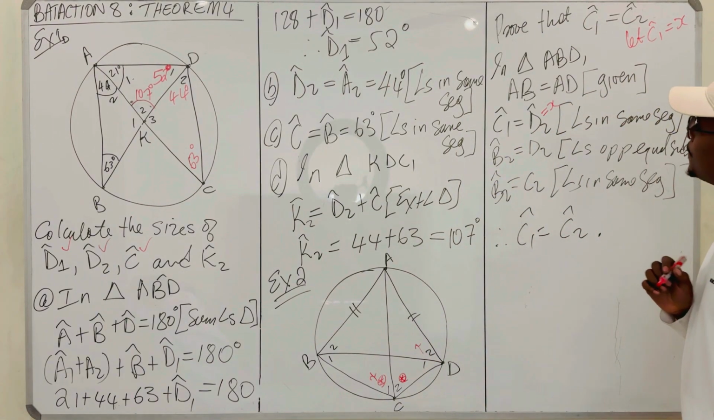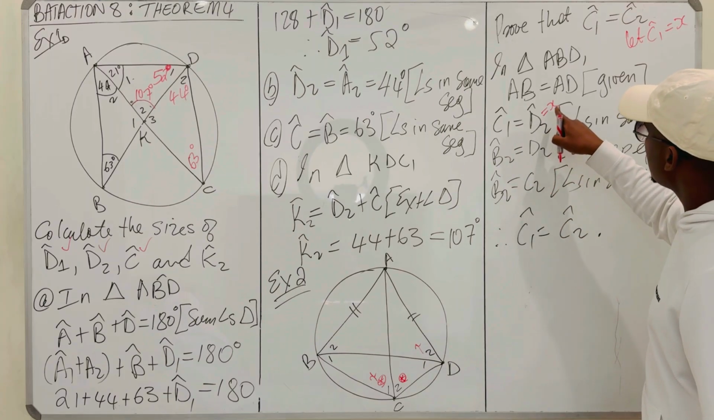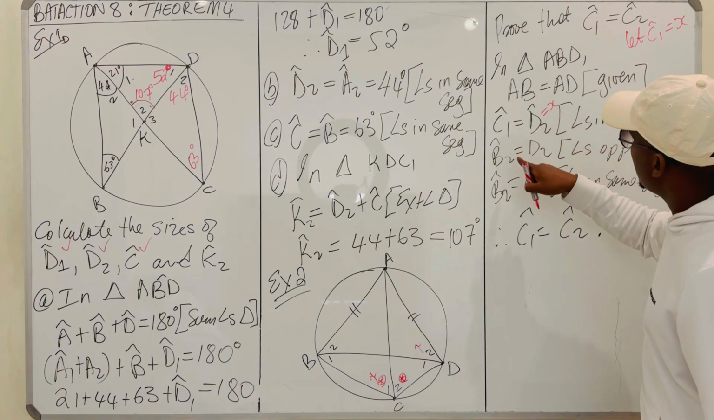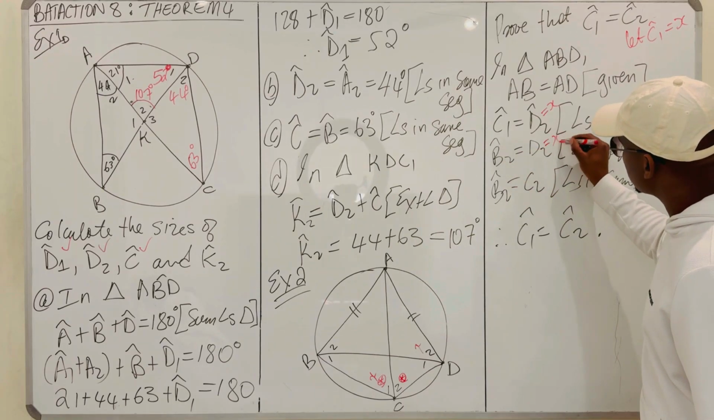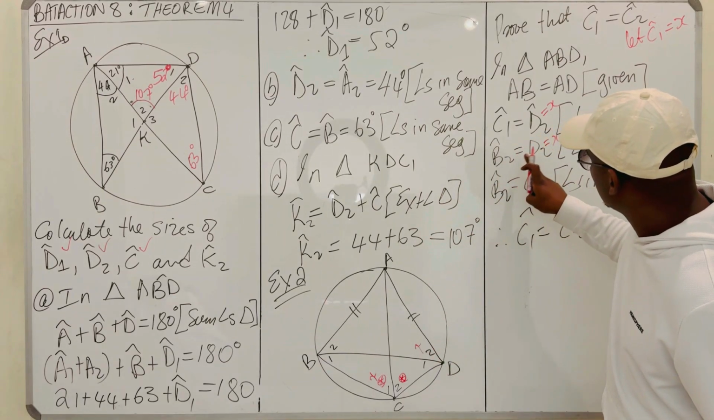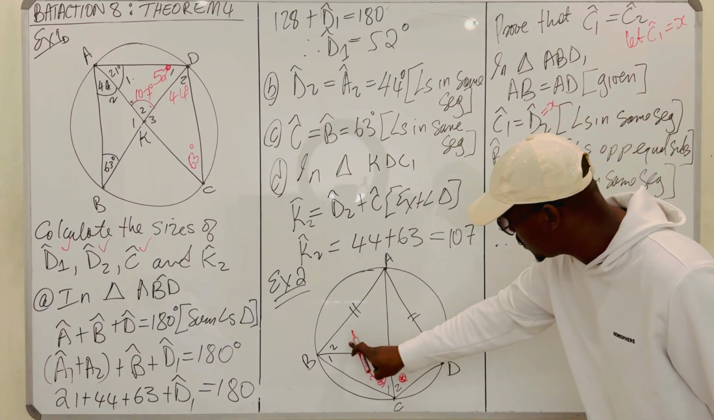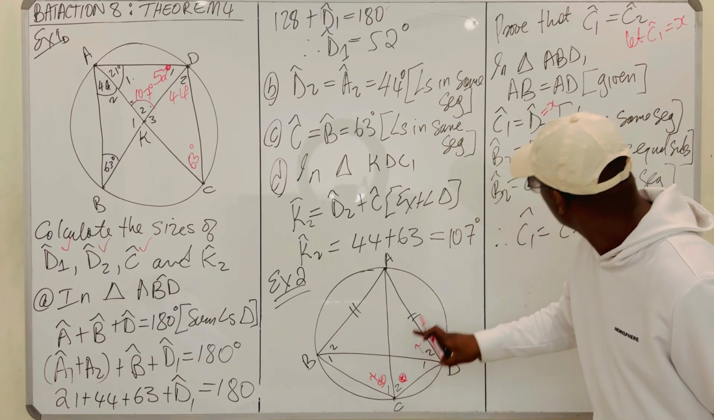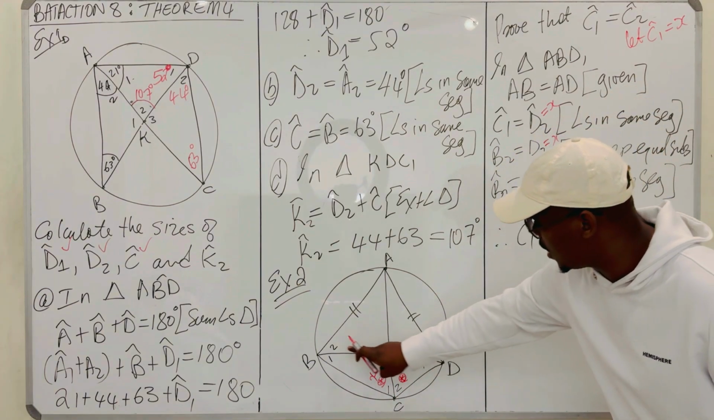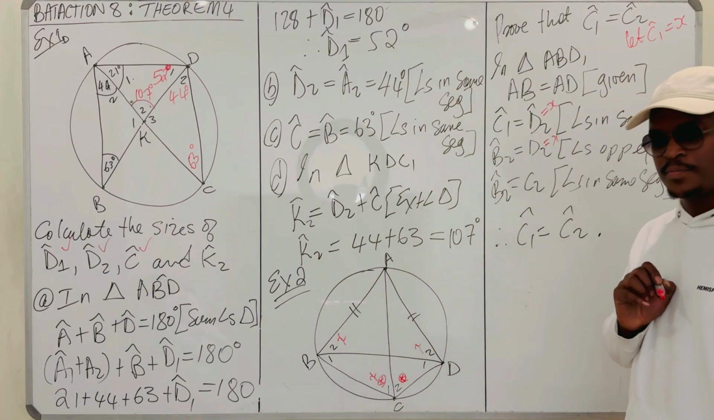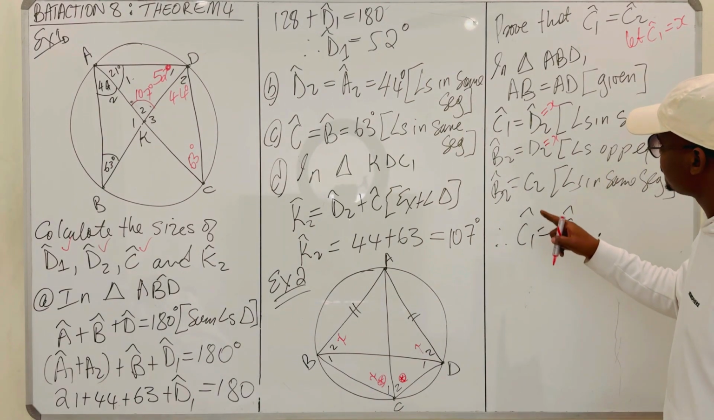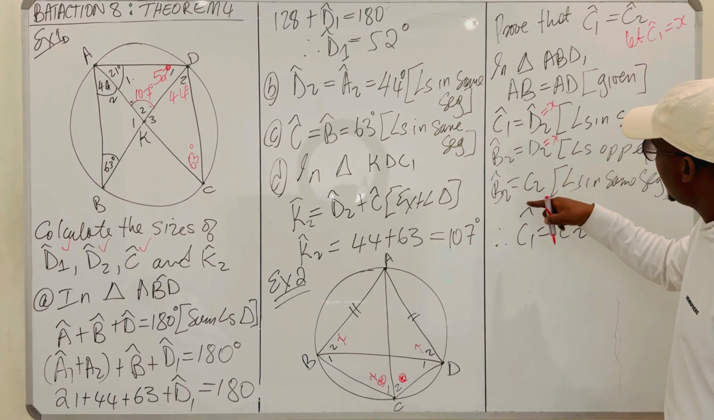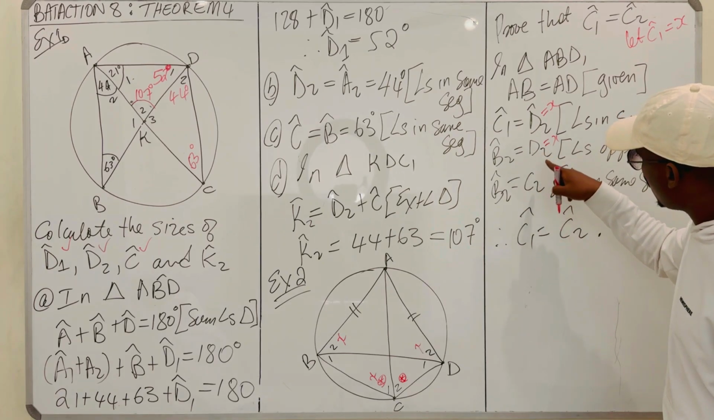Are you following? And then you say, okay, angle D2 is equal to B2, and they're both X. So B2 is equal to D2. These two are equal. They're both equal to X. Are you following now?